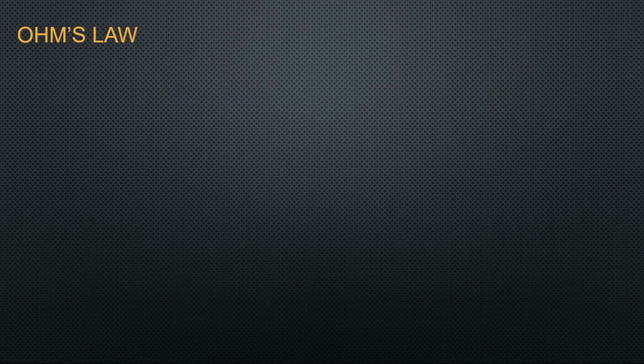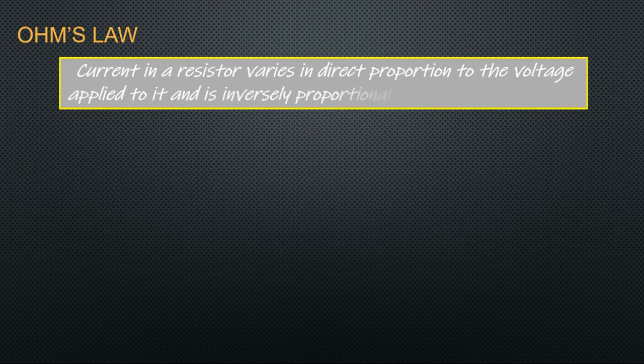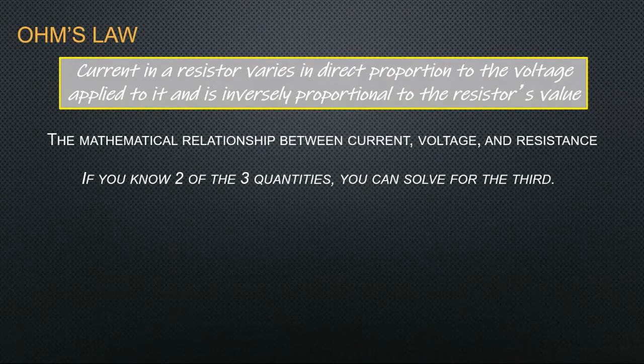Voltage, current, and resistance are tied together by a mathematical relationship called Ohm's law, which states that current in a resistor varies in direct proportion to the voltage applied to it and is inversely proportional to the resistor's value. In other words, if we know two of the three quantities, we can solve for the third.